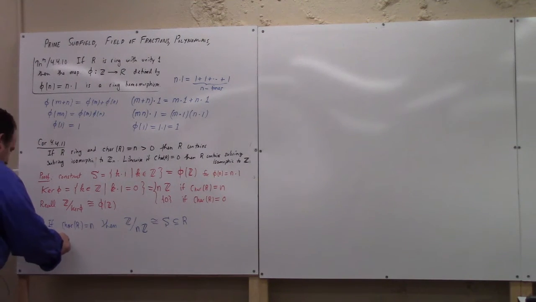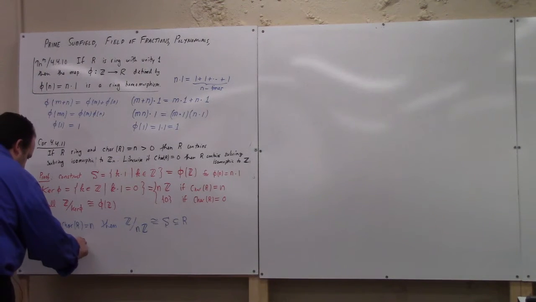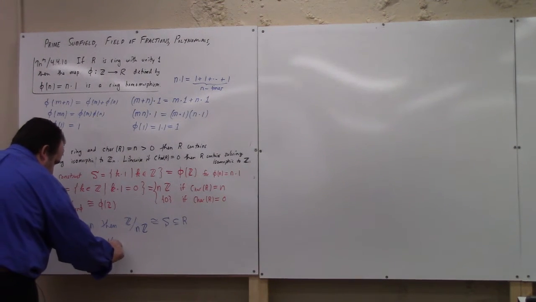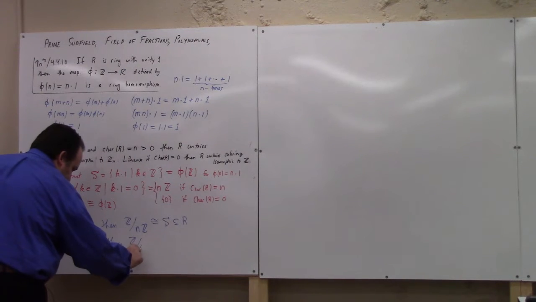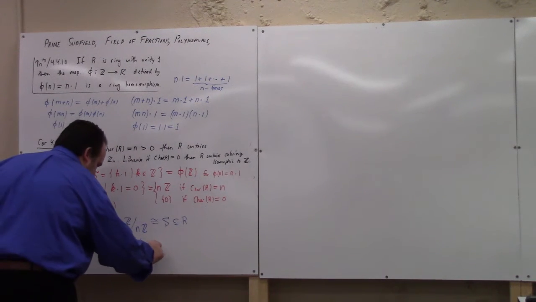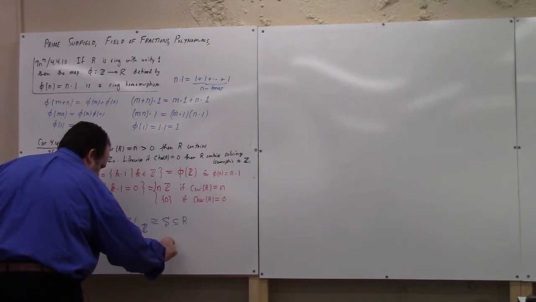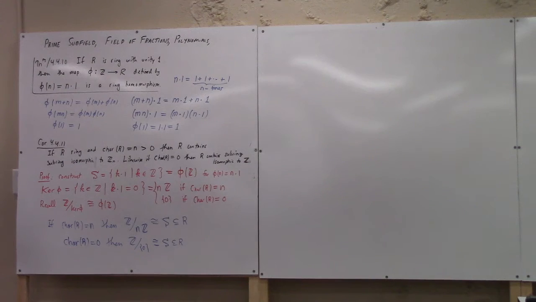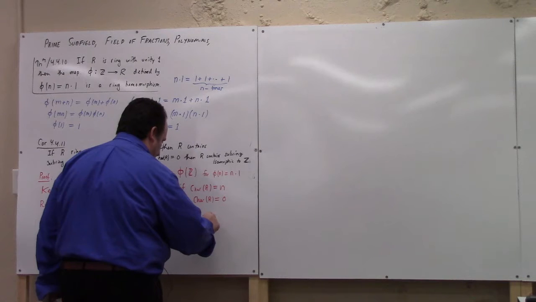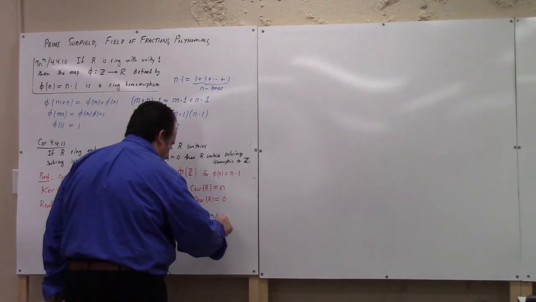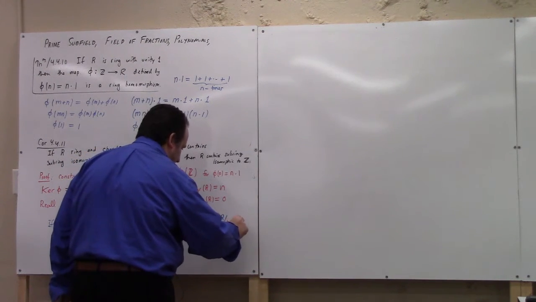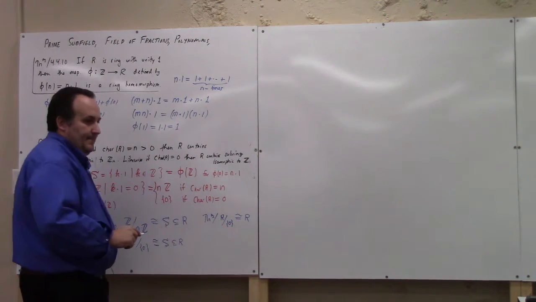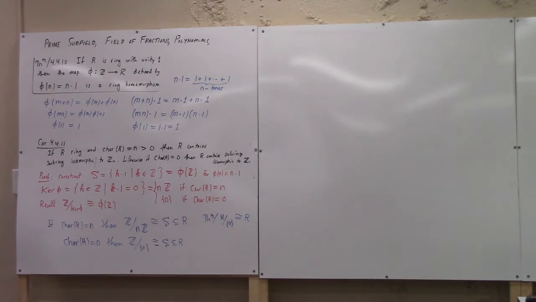Likewise, if the characteristic of R is 0, then Z mod the set containing 0 is isomorphic to S, which again is a subset of R. But the thing is, Z mod 0, right? Any ring, this is a theorem which I have not proved, but it's easy to prove, R mod the ideal containing just 0 is isomorphic to R again. So like Z mod 0 is Z again.